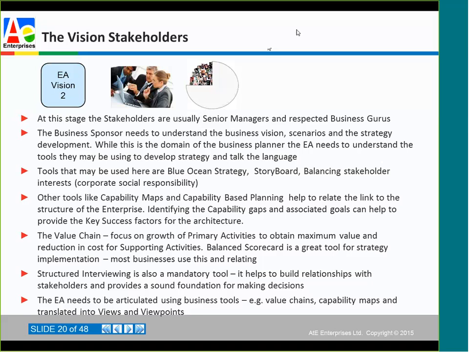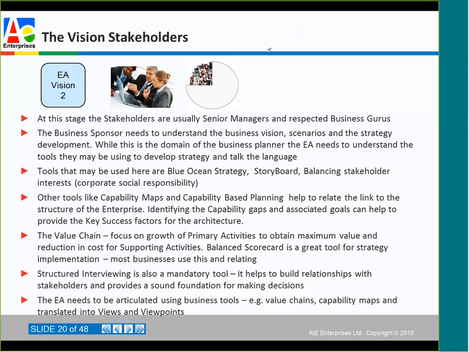So all the new business takers, and there are a lot of those that start to make their way into the vision phase. So the enterprise architecture needs to be articulated using those business tools. It could be value chain, it could be capability maps, and you'll need to help to translate those into views and viewpoints. So here are some of the examples of what you might be using for your visioning tools.